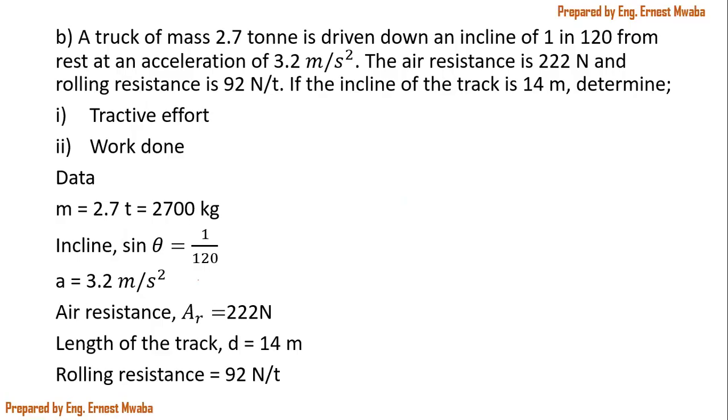Then the rolling resistance has been provided as 92 newtons per ton. When we get to the working, we're going to interpret this. When you say 92 newtons per ton, you're saying that if this truck was 1 ton, then the rolling resistance was just going to be 92 newtons, which means that to cancel it out, we'll multiply this 92 newtons per ton by the tonnage of the truck. Then we'll be able to realize how much rolling resistance we're dealing with for this particular truck.